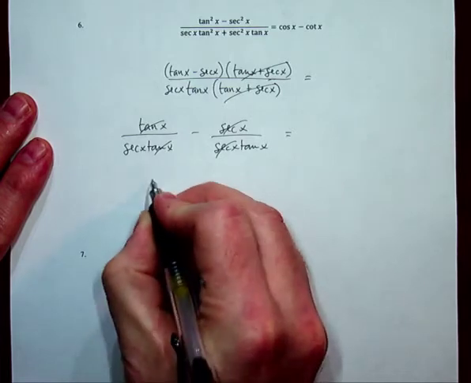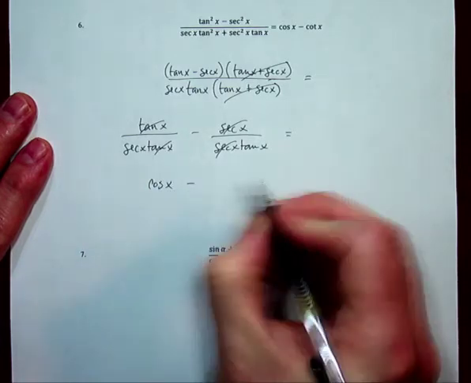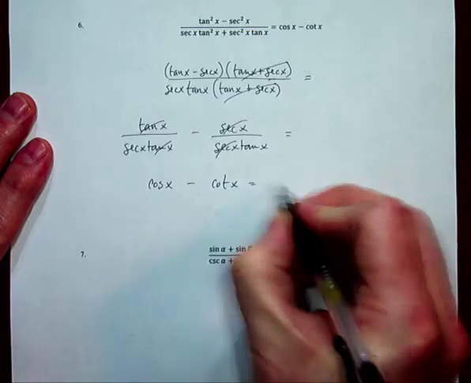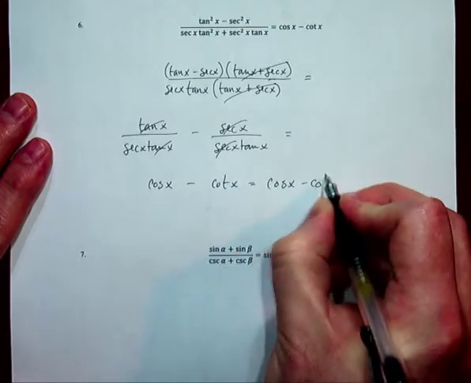1 over secant is, of course, cosine. 1 over tangent is, of course, cotangent. And oh my gosh, will you look at that.